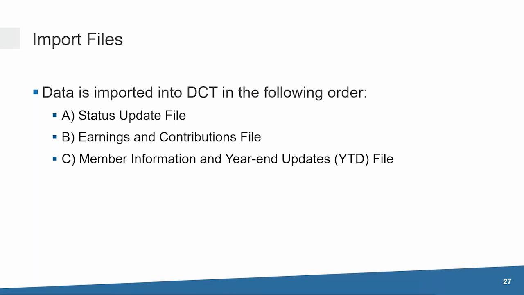Each row includes the total year-to-date earnings, contributions, and pension adjustment. It should include any in-year data that was reported to CAT previously or that has been updated during the DCT process. This is a required file. Going forward, I will refer to the member information and year-end updates file as a year-to-date file. When it comes to importing your files, the process is the same.